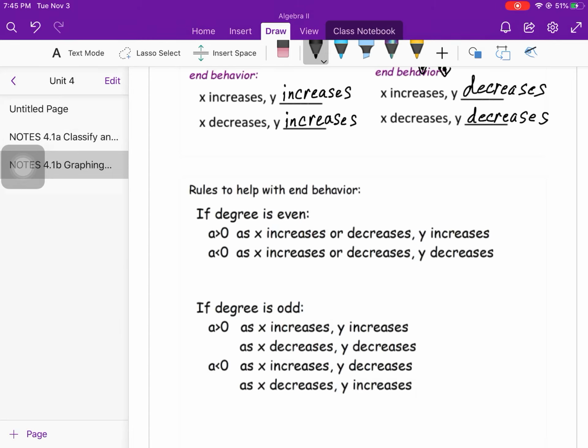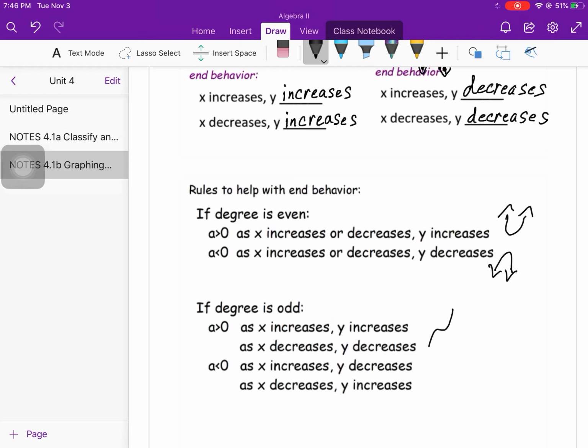Okay, so here's our rule. If the degree is even, and a is greater than 0, as x increases or decreases, y increases. If a is less than 0, as x increases or decreases, y decreases. What this means is it's going to go up both times for one, and go down both times for the other. It's dependent on the a value and whether a is positive or negative.